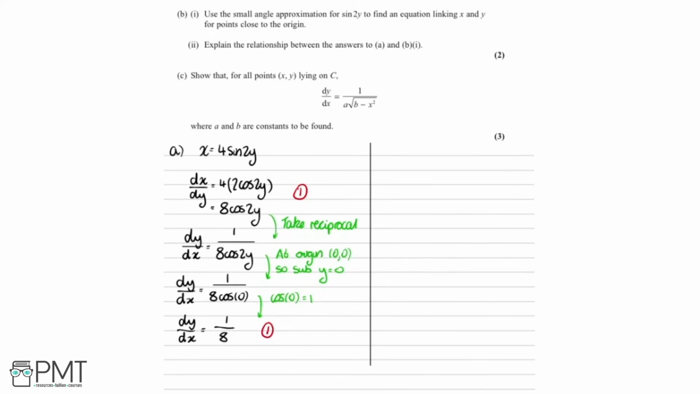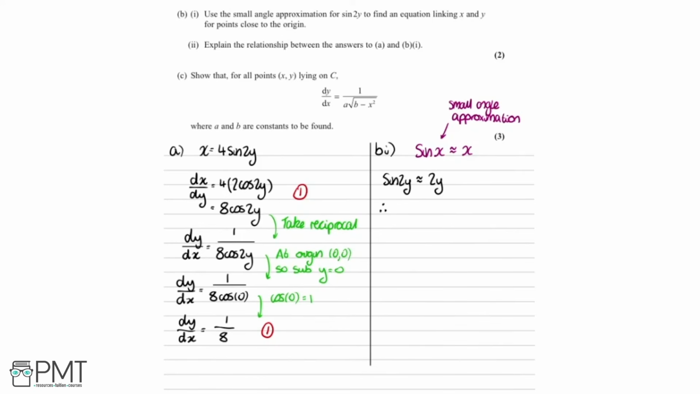So part B1 says, use the small angle approximation for sine 2y to find an equation linking x and y for points close to the origin. Okay, well, our small angle approximation is that sine x for values of x that are small is approximately equal to just x. So it follows that sine 2y for small values of y would approximately be 2y.